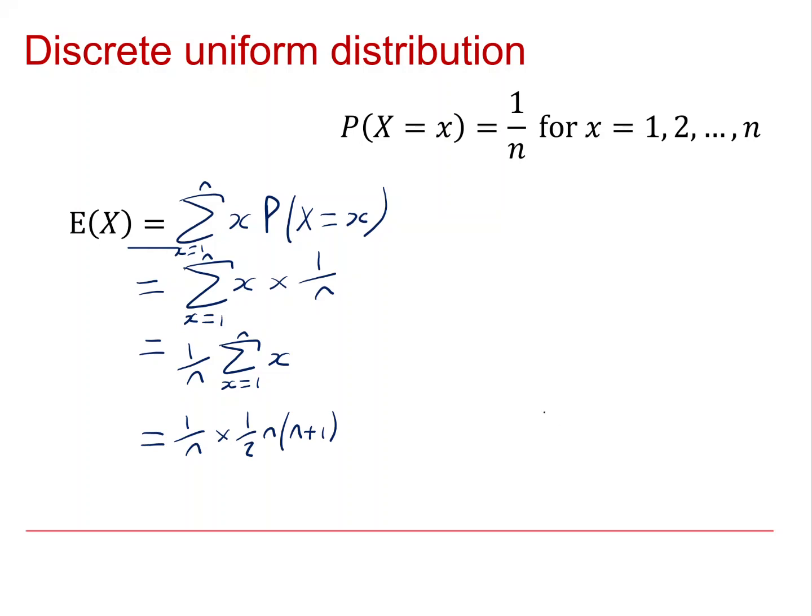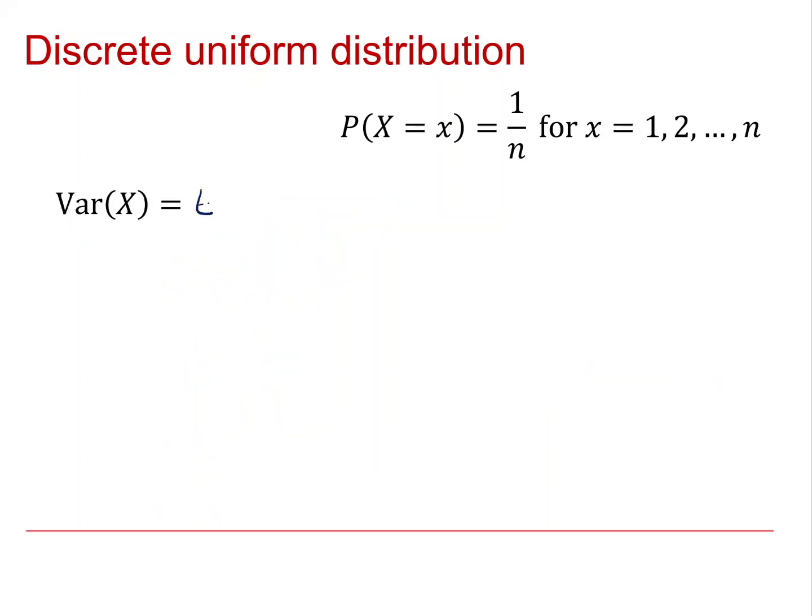You can also do the same with an arithmetic series formula. So our 1 over n and our n will cancel out, so we will get half times n plus 1. That is our expected value. If we want to do the variance, we remember that that is the expected value of x squared minus the expected value of x, all squared. So first things first, we're going to need to calculate the expected value of x squared.